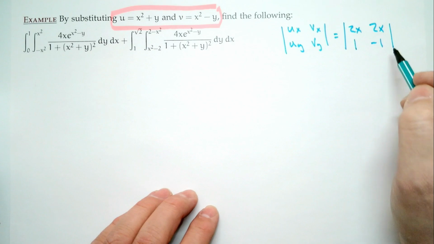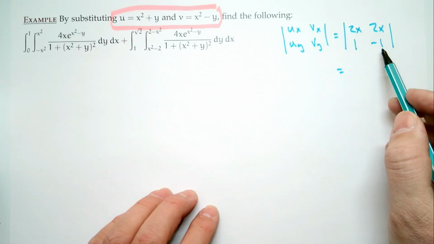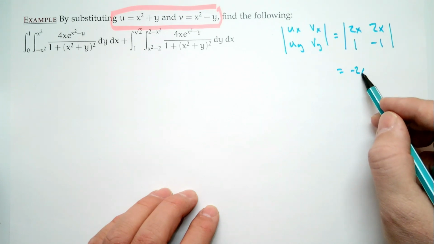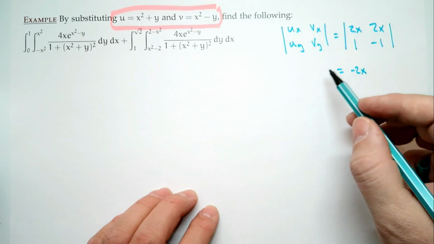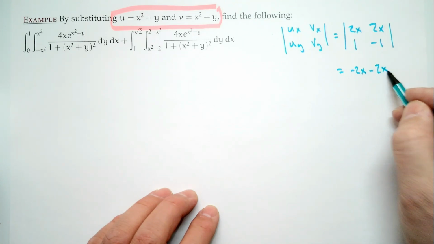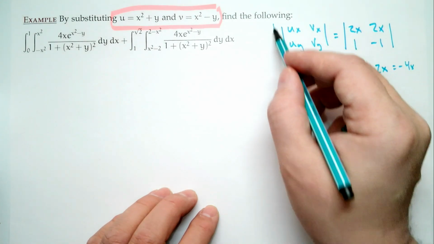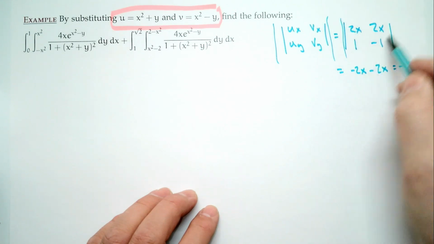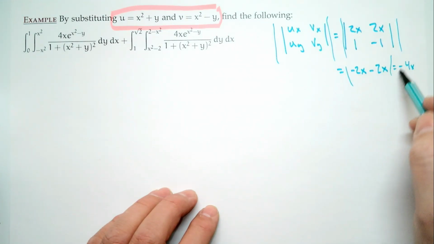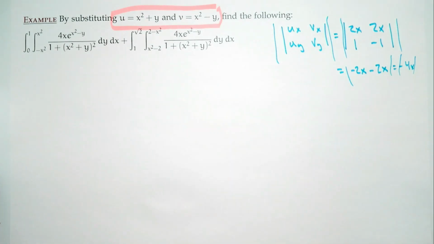Negative 1. All right, so you take this determinant. Well, 2x times negative 1, negative 2x. So then we subtract 1 times 2x. So we subtract 2x, giving us negative 4x. But now I say, remember, when we're taking Jacobian, we always really want the absolute value of everything because we're measuring dilation, which is some positive number. So our Jacobian is 4x.